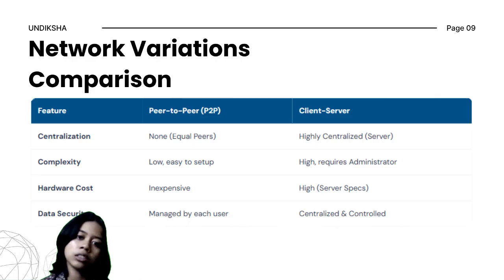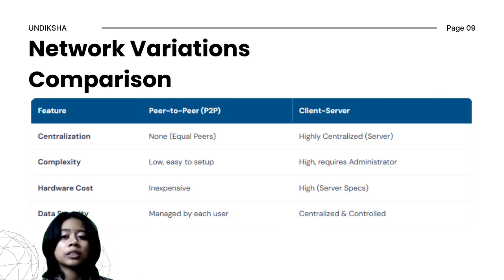Financial and technical costs. P2P is exceptionally inexpensive because it utilizes basic built-in operating system features without requiring specialized software or a high-end central machine. Client-server involves a steep initial financial investment to purchase enterprise-grade server hardware and appropriate server software licenses, and to maintain professional administration on the payroll.